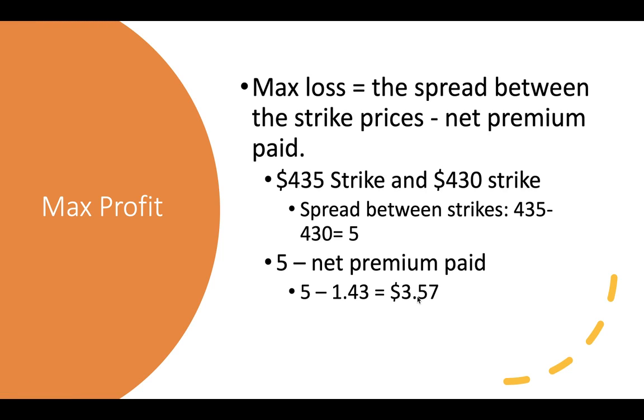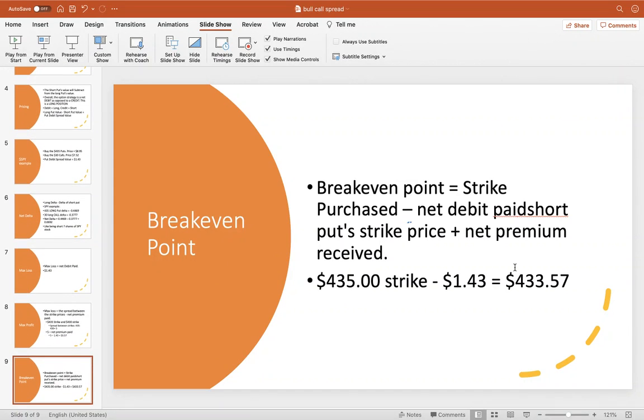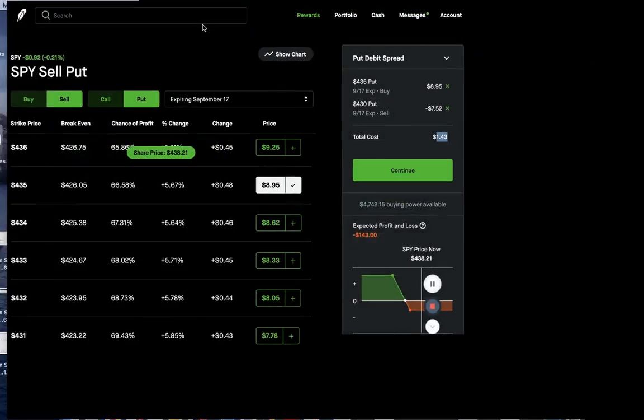We'll check this at the end back on Robinhood, where we'll look at max loss and max profit. Our break-even point is going to be the strike purchased minus the net debit paid. We purchased the $435 strike and sold the $430 strike. So $435 is the strike we paid for, minus the debit paid, $1.43. We get a break-even point of $433.57. Sorry about the typos, but let's go back to the option chain and expand that.